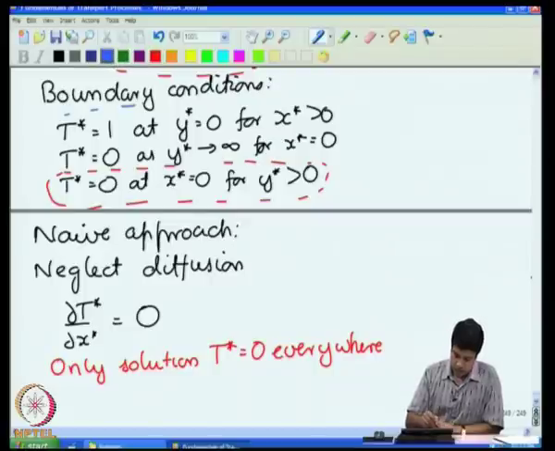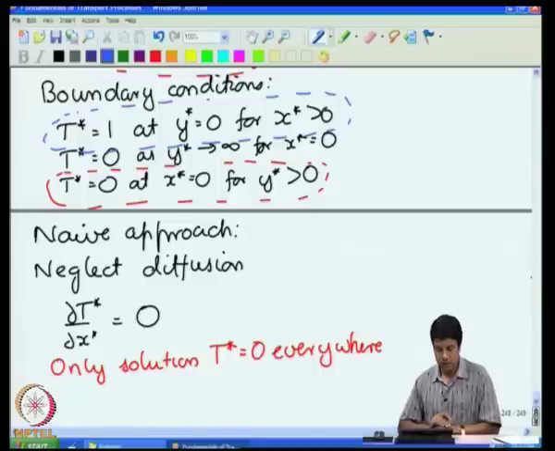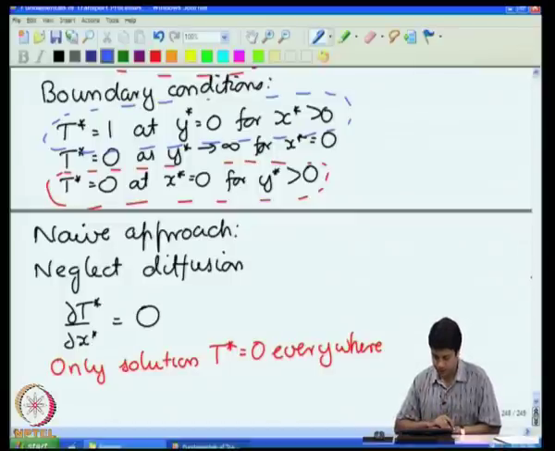Clearly, this solution is not compatible with the boundary condition that in the heated section T is equal to 1. Clearly, it is not compatible with this boundary condition. What this solution is saying is, if we neglect diffusion altogether, the temperature continues to be a constant and there is no effect of heating in that heated section. So, it is incompatible with one of the boundary conditions.